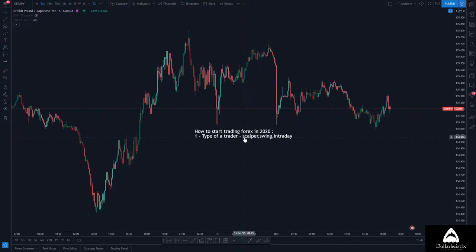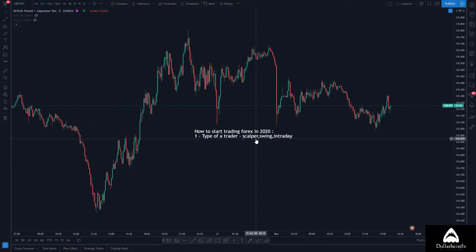A scalper is a trader that gets in the market quick and gets out of the market really quick. The time frames they use are most of the time 15 minutes and below, which is M1, 5 minutes, and 15 minutes. As for the swing trader, like me, I prefer to use much higher time frames, which are the H4, the D1, and the weekly.